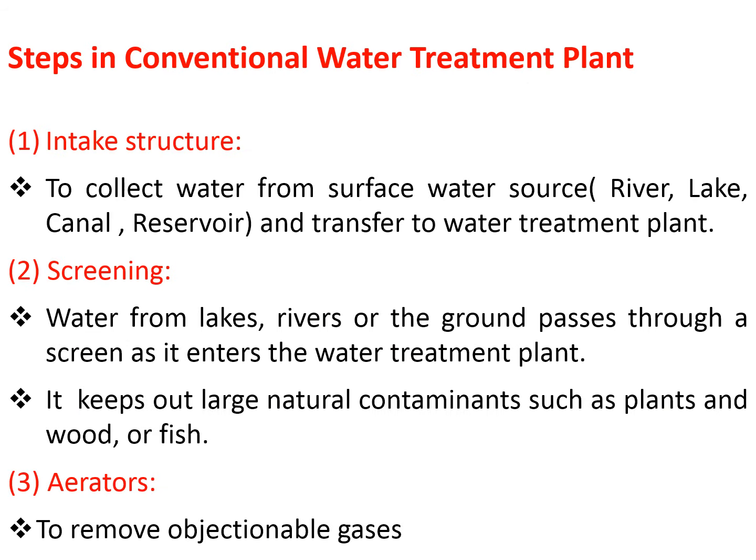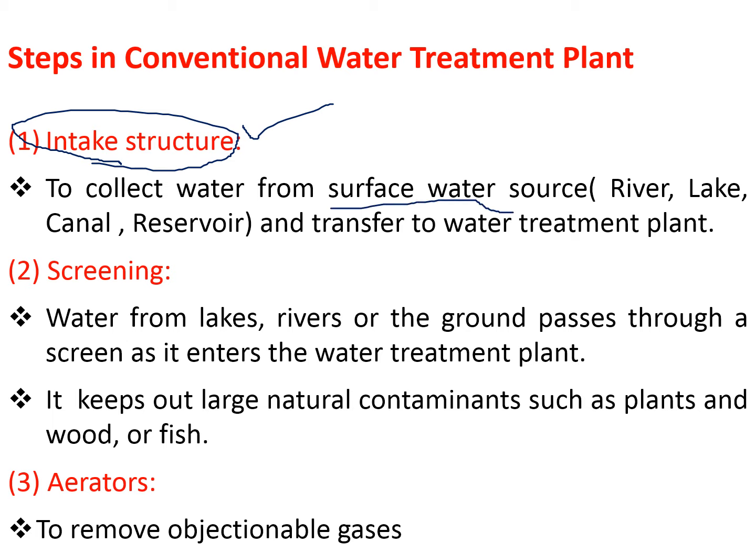Now, if you want to draw a flow diagram of any conventional water treatment plant, then you have to understand the steps first. The first step in any conventional water treatment plant is the intake structure. This intake structure is useful for the collection of water and to supply that water to the water treatment plant. Basically this is used for the surface water source.